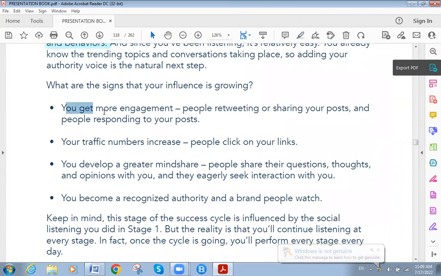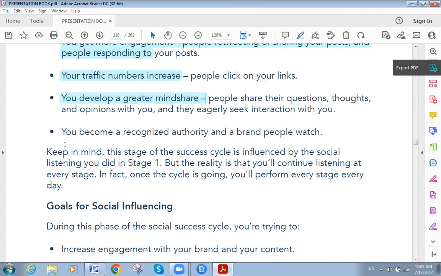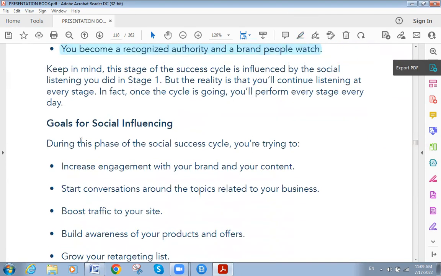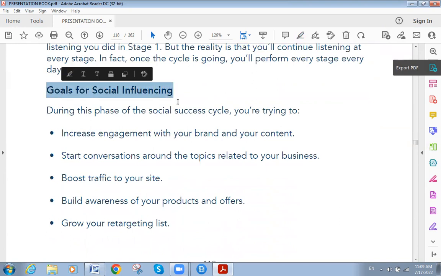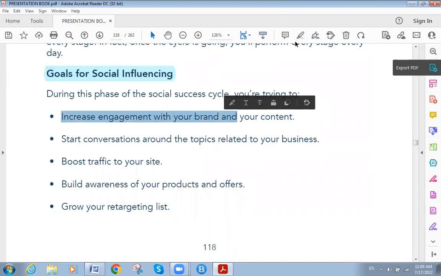So to get more engagement, your traffic numbers increase. If you do this, you develop greater mind share, and people share, you add more and more, you become a recognized authority and a brand people watch. So the goals of social influencing are increasing engagement also.